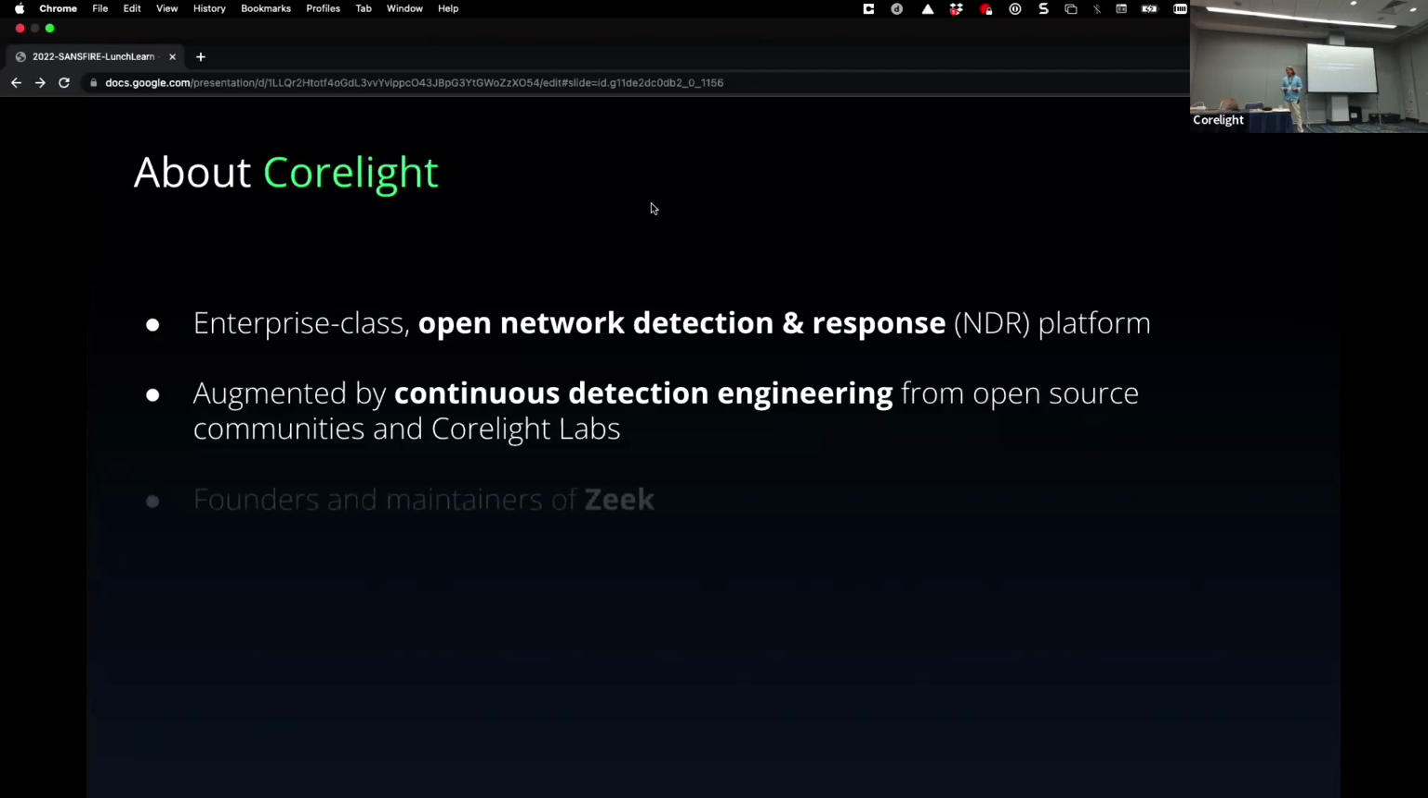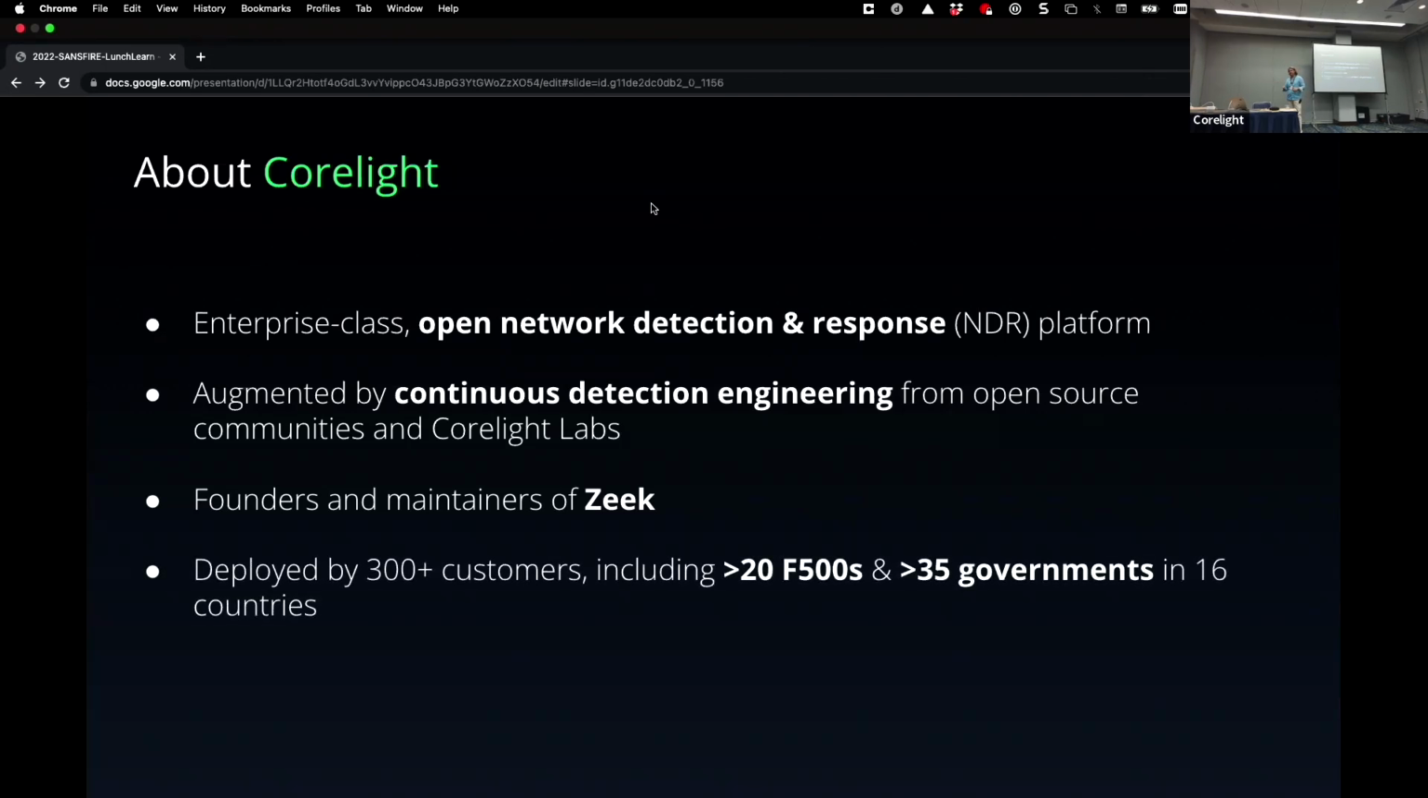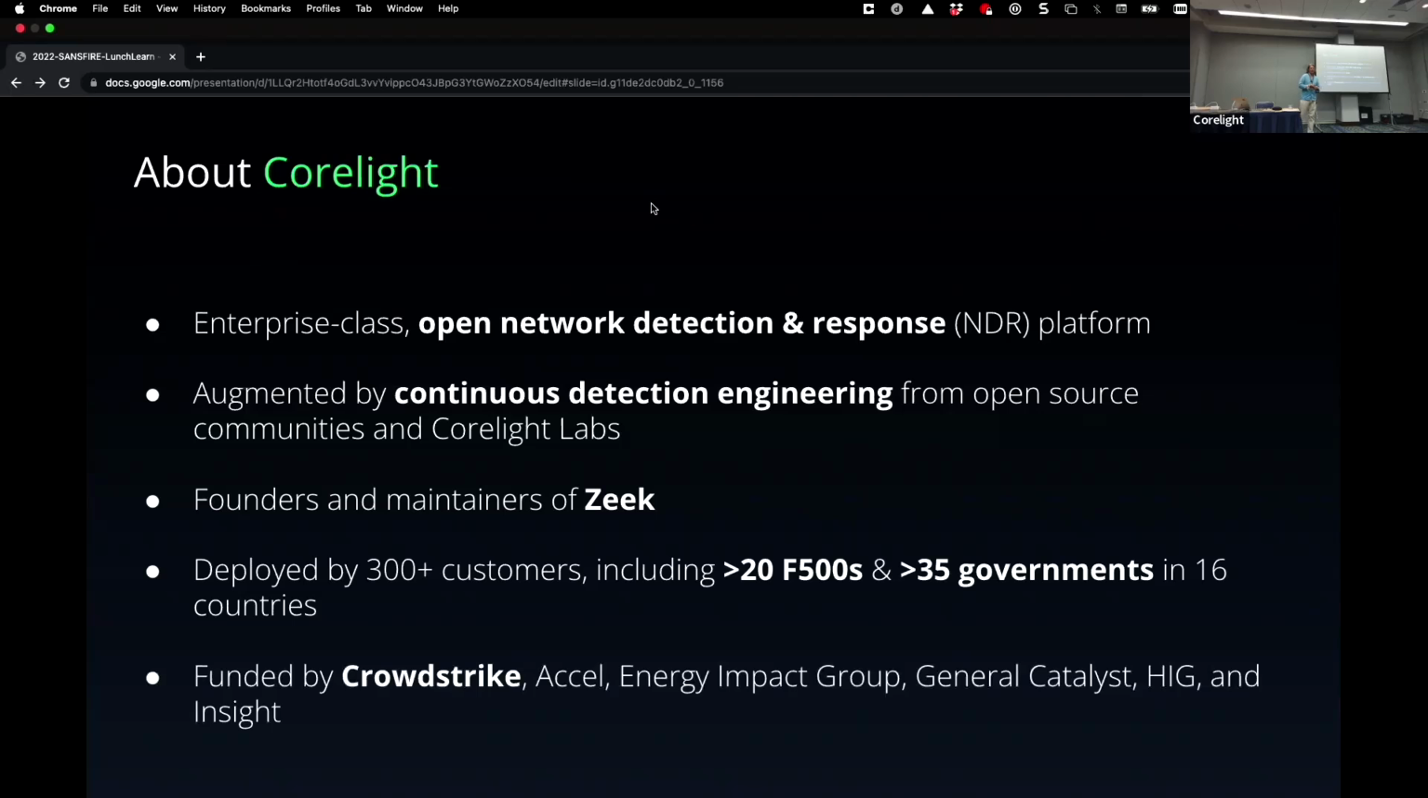We'll talk about that. Corelight was created by the founders and maintainers of Zeek. It's been deployed at hundreds of customers, lots of large organizations. One organization actually needed to monitor 400 gigabits of network traffic, and Corelight was able to meet the challenge they had. But we're a private company, kind of interesting.